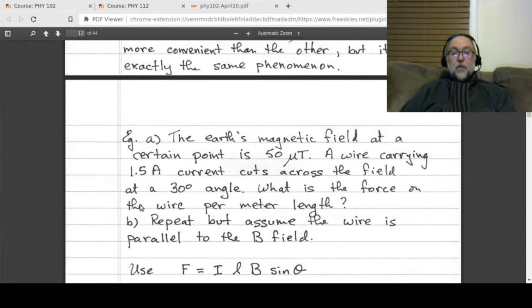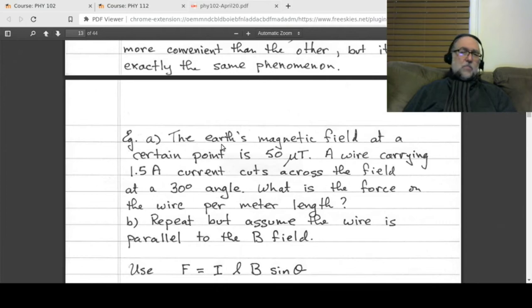So let's do a problem here. Let's take the Earth's magnetic field. At a certain point it is 50 microteslas, like that, okay? And a wire carrying a 1.5 amp current cuts across the field at a 30 degree angle. So the wire and the magnetic field are not perpendicular. They're actually at 30 degrees to one another. And I want to know what is the force on the wire per meter length. Then I say repeat this, but assume that the wire is actually parallel to the magnetic field.